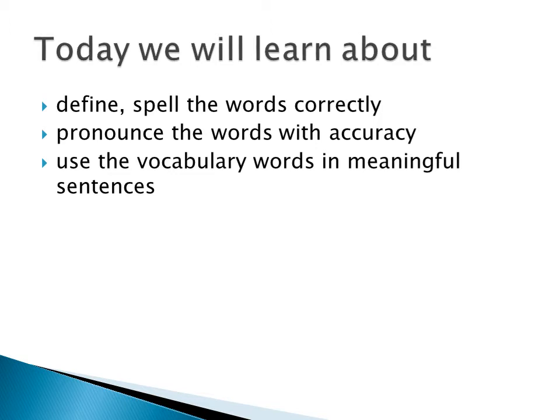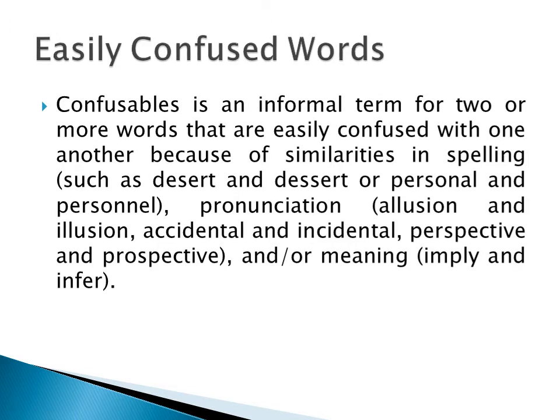Today, we will learn to define and spell the words correctly, pronounce the words with accuracy, and use the vocabulary words in meaningful sentences. Let's begin. Confusables is an informal term for two or more words that are usually confused with one another because of similarities in spelling, such as desert and dessert, or personal and personnel. In pronunciation as well, we have allusion and illusion, accidental and incidental, perspective and prospective, and in meaning, like imply and infer.